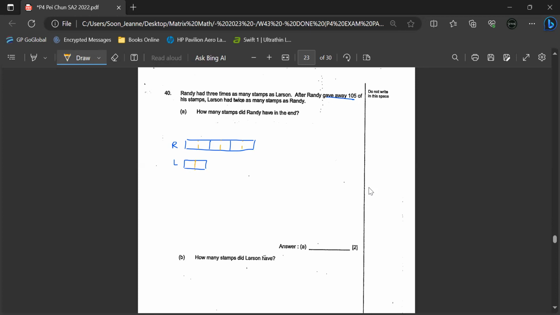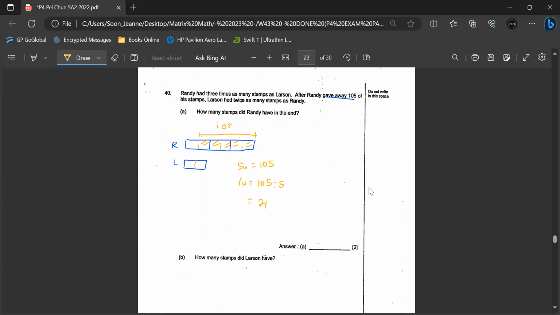So Randy will be 1 unit because Larson is 2 times. So Randy will be just 1 time of Larson after giving away 105. So this will be 105. Okay, so we can see now 105 is actually a total of 5 units. So you look for 1 unit, 105 divided by 5, which is 21.